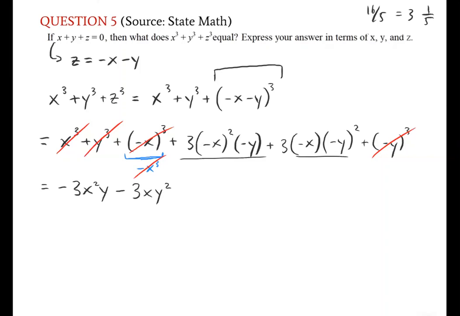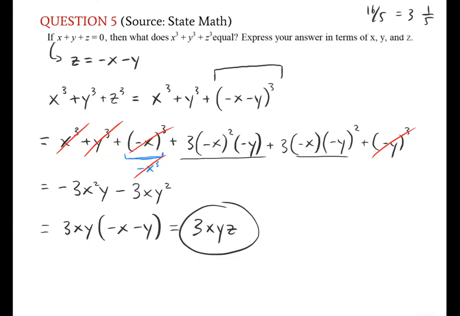We're not done yet because we want to express our answer in terms of x, y, and z, and we don't have our z yet. So let's pull out 3xy. In parentheses, we're left with negative x minus y. Conveniently, that is also equal to z. So this is just equal to 3xyz, and that's our answer.